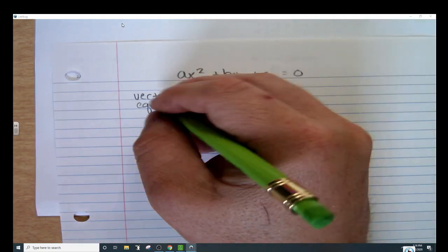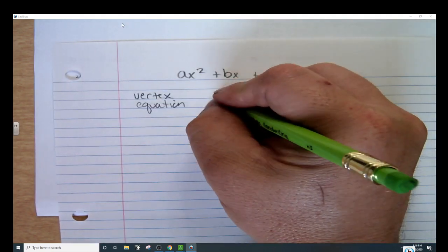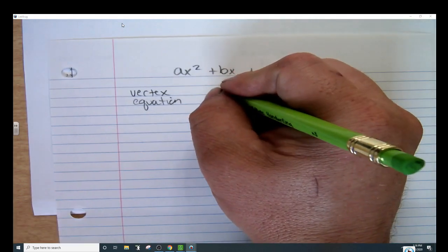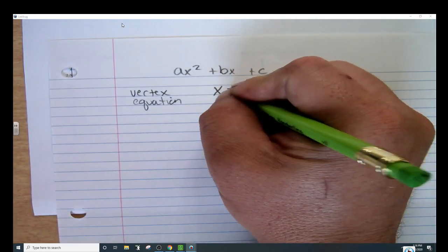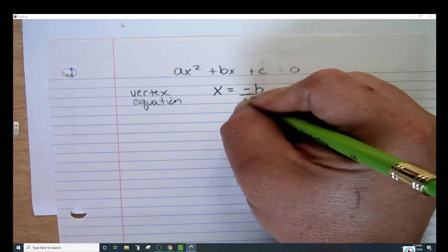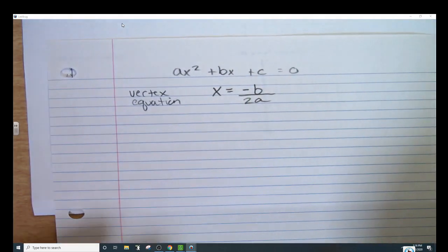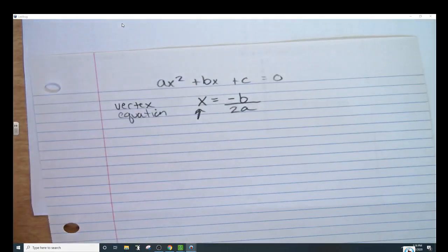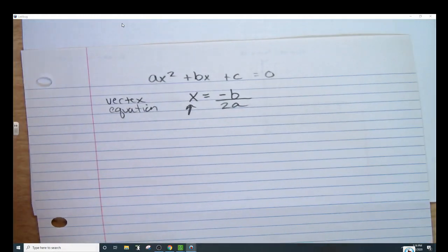All right. To find the vertex, first of all, you have to find the x value of the vertex. To find the x value of the vertex, it's x equals the opposite of b over 2a. That is the formula to find the x value of the vertex. Notice it's not the y value of the vertex; it's the x value of the vertex.